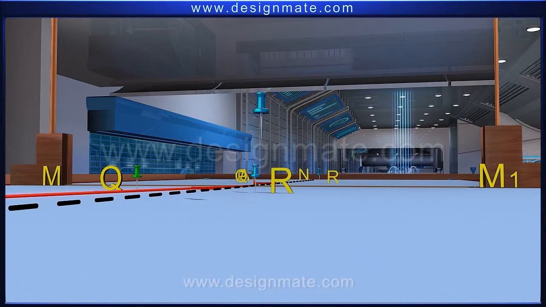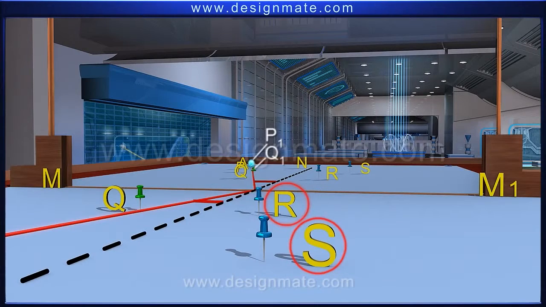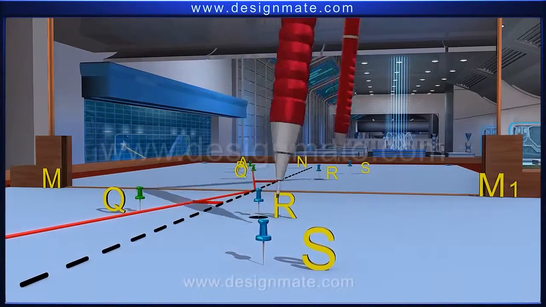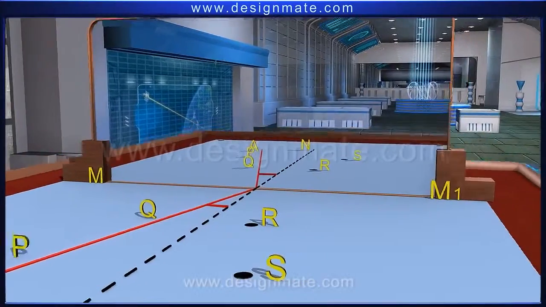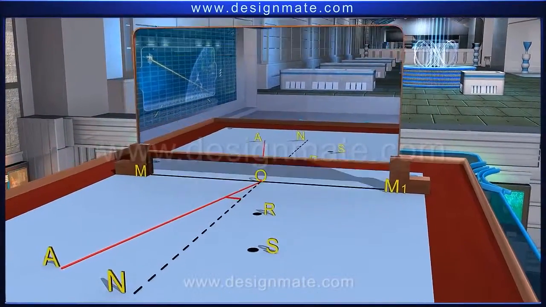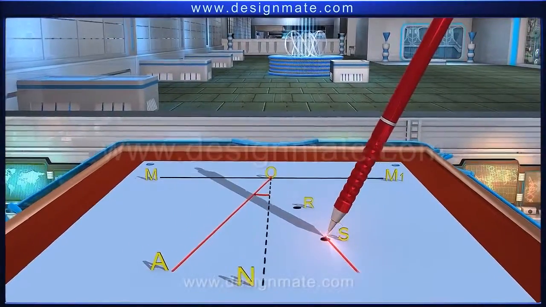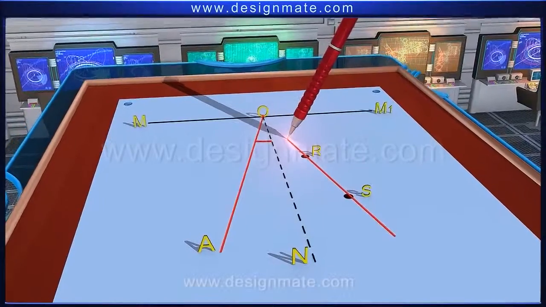Now, fix pins R and S on the board in such a manner that P1, Q1, R, and S are all seen in one straight line. Encircle the position of pins R and S with a pencil. Remove all the pins and the plane mirror from the board. Draw a line joining the points R and S, extend it to line MM1 in such a manner that it meets at point O.